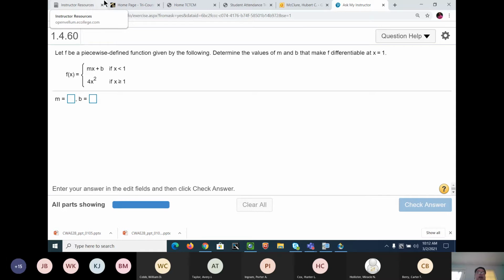So we know that that line, we don't know where it's crossing. We know that 4x squared, we know what that looks like. We know that's a parabola. So I'm going to write mx plus b, and I'm going to put x is less than 1. That's black. And then red is going to be 4x squared, and that's going to be x is greater than or equal to 1. So we can't use 0. We have to use 1.